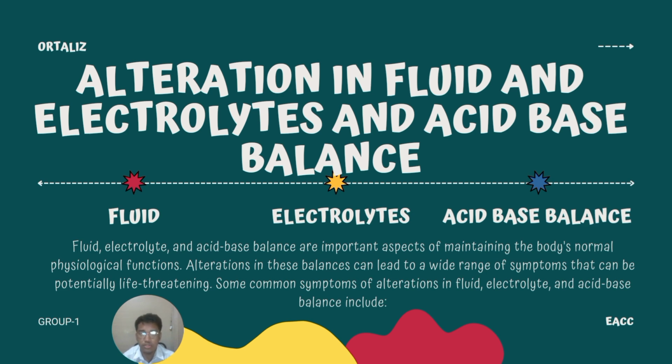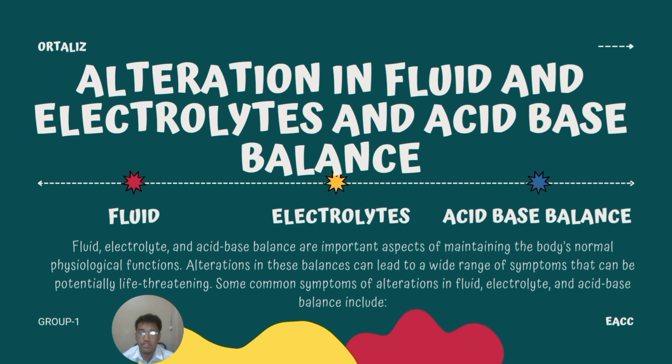Fluid balance refers to the amount of water in the body and the distribution of that water between the compartments of the body. Alteration in fluid balance can result in dehydration or overhydration. Electrolyte balance refers to the levels of ions such as sodium, potassium, chloride, calcium, magnesium, etc. inside the body. So alteration in electrolyte balance can cause electrolyte imbalance such as hypo- and hypernatremia, which refers to low sodium and high sodium, hypo- and hyperkalemia, which refers to low potassium and high potassium.